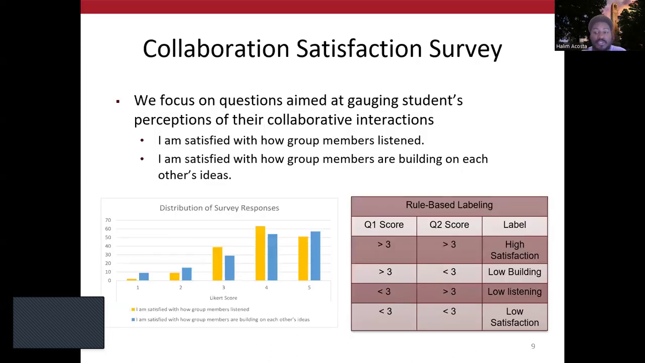As stated before, students are given an exit ticket survey at the end of each activity. The survey encompasses 5 questions graded on a Likert scale, aimed at gauging students' perceptions of their collaborative interactions. For our work, we focus on the following statements. 1, I am satisfied with how group members listened, and 2, I am satisfied with how group members are building on each other's ideas. We define collaboration satisfaction through a rule-based categorization of the response to both statements as depicted in the table to the right.